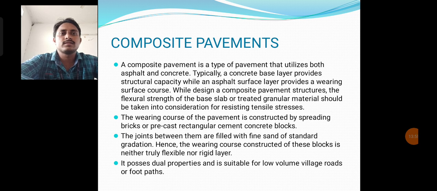The third type of pavement is composite pavement. A composite pavement is a type of pavement that utilizes two or more materials, that is known as a composite. So the two materials are asphalt and concrete. Typically, a concrete base layer provides structural capacity, while an asphalt surface layer provides a wearing surface course.